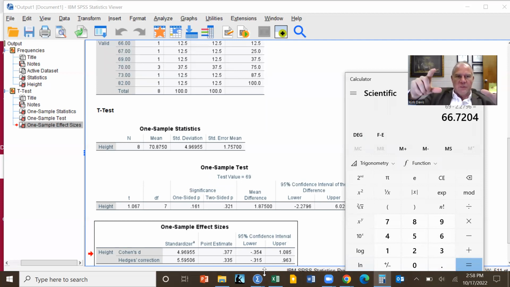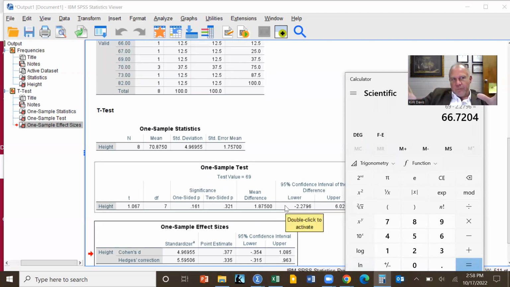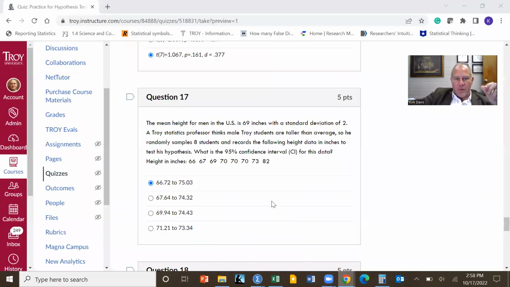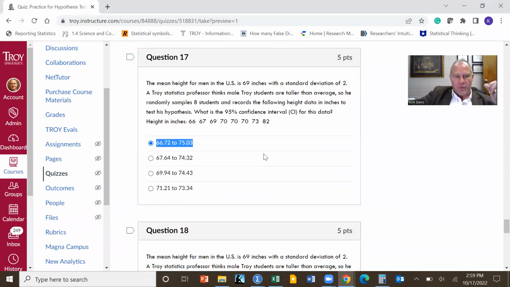Technically it means if I repeated the study 100 times, 95% of the time my confidence interval would be correct and it would capture the actual population mean. But for informal practice, you can think of it as, I'm 95% confident with this interval I have captured the true population mean. So we know the lower boundary is going to be 66.72. So I'll go back and hopefully I'll see something that's legitimate. So this is my 95% confidence interval.